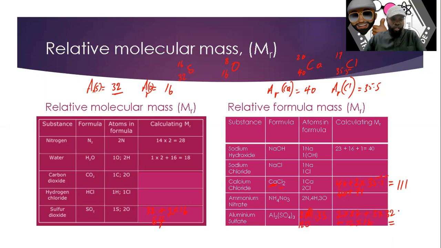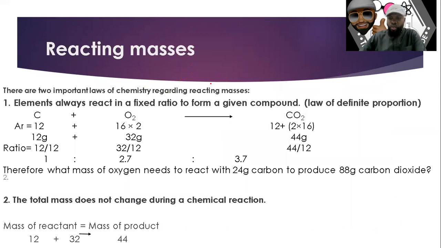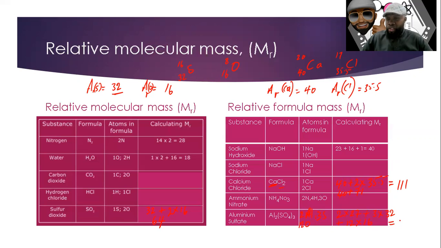I'll use my phone to quickly calculate this. Oops, this is not quick, is it? So I've got 2 times 27, plus 3 times 32, plus 12 times 16. And that gives me 342. So my relative formula mass for aluminium sulfate is 342. If you've got that answer, then that's brilliant.